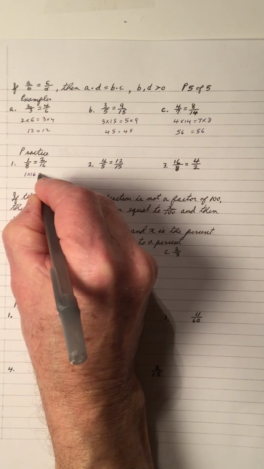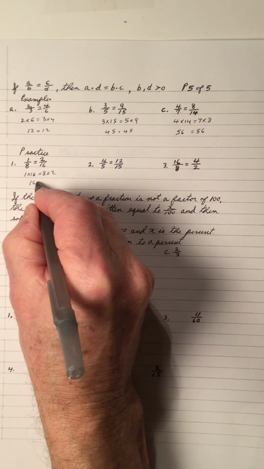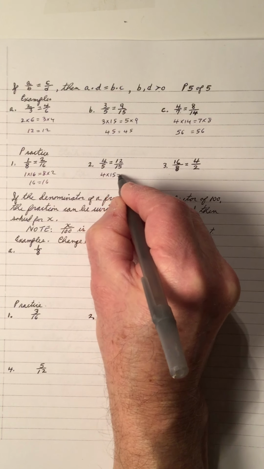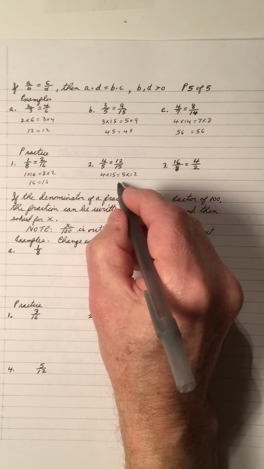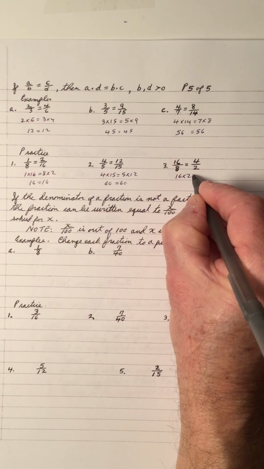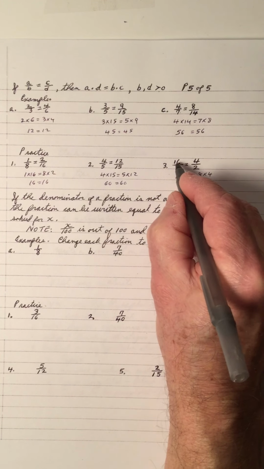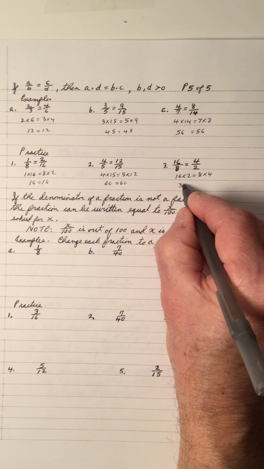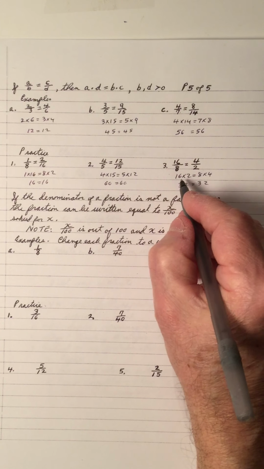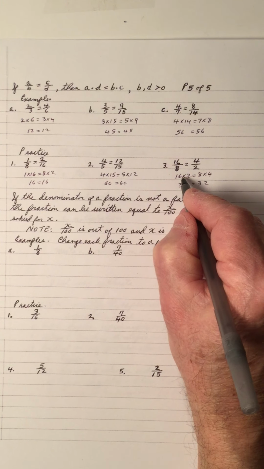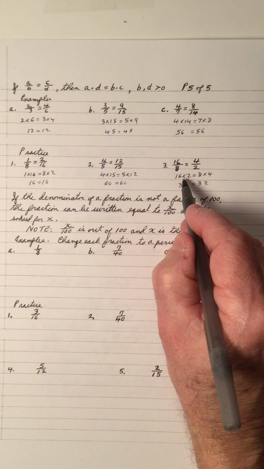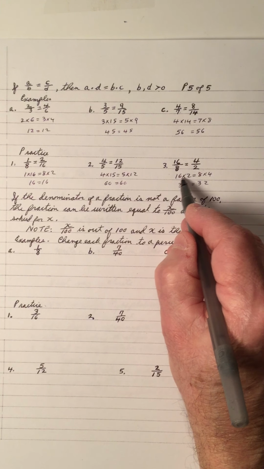1 times 16 equals 8 times 2. 16 equals 16. Correct. 4 times 15 equals 5 times 12. So 60 equals 60. 16 times 2 equals 8 times 4. 32 equals 32. Now sometimes when we multiply, we can go 2 times 16 or 16 times 2 because we know that multiplication is commutative. Like 6 times 7 is the same as 7 times 6. So we could put the 2 or the 16 first.